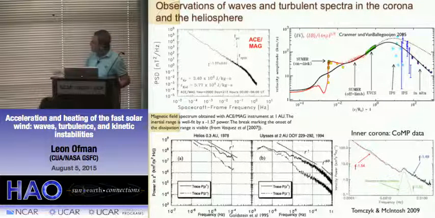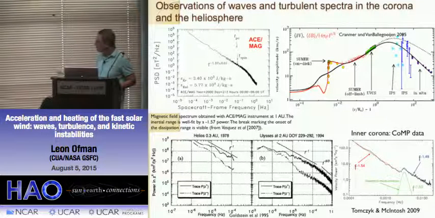So now, going to a region of interest to the present audience. In the inner corona, of course, we have CoMP data. This is from Tomczyk and McIntosh 2009, showing that we recover power law spectra, indeed close to the sun in these measurements. And it is sort of close to what we get at 1 AU. However, there is the effect of PMOs, for example, and that changes sort of the spectrum balance, because the spectrum still evolves when we are close to the sun.